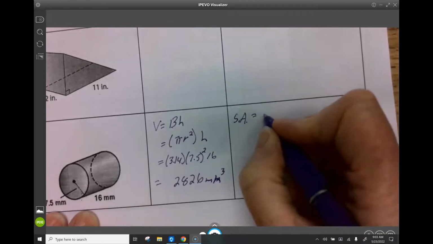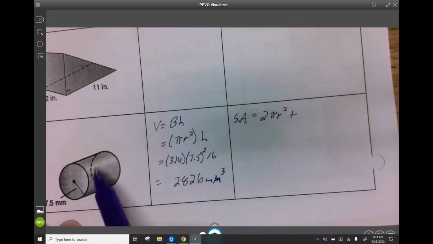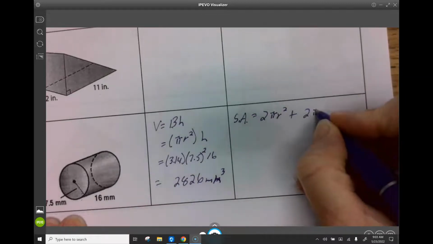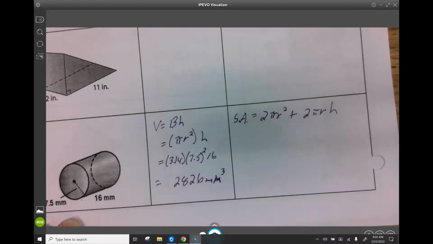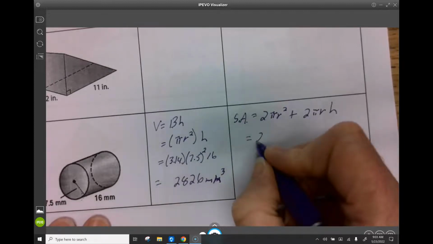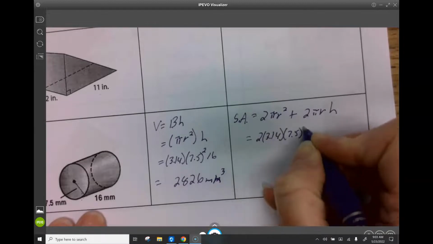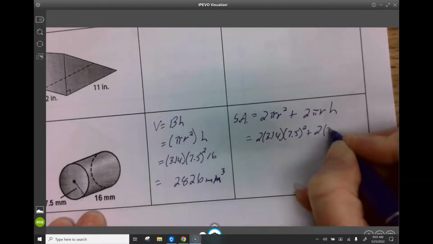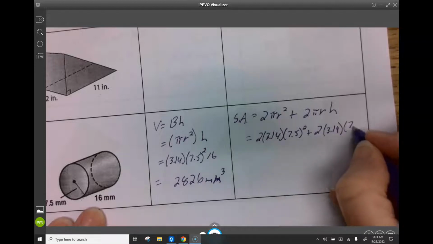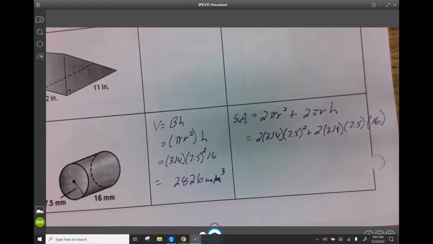Now to find the surface area, I have two bases that are circles, so 2 times the area of a circle. And then I'm going to do the circumference times the height. So I have to do 2 pi, that's circumference, times the height. Okay, and here's my height, here's my radius. So now just plug that in. 2 times 3.14 times 7.5 squared plus 2 times 3.14 times the radius. This one is not squared, that's just a 7.5 times the height, which is 16. And you're going to multiply that.